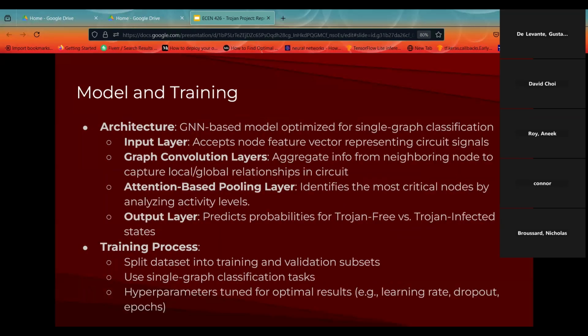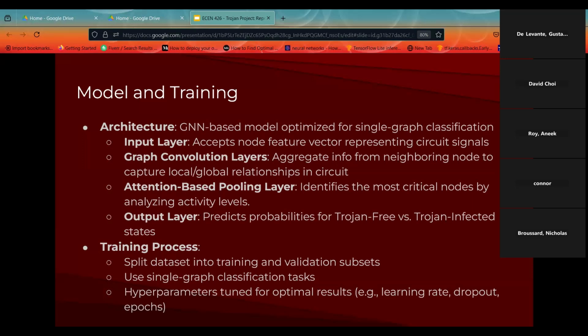This slide covers the model architecture and the training process we follow to detect hardware Trojans. First, the model we use is a GNN-based architecture optimized specifically for single graph classification tasks. It's designed to process the graphical representation of hardware circuits and predict whether they're Trojan-free or Trojan-infected. Let's break down the layers of this model.